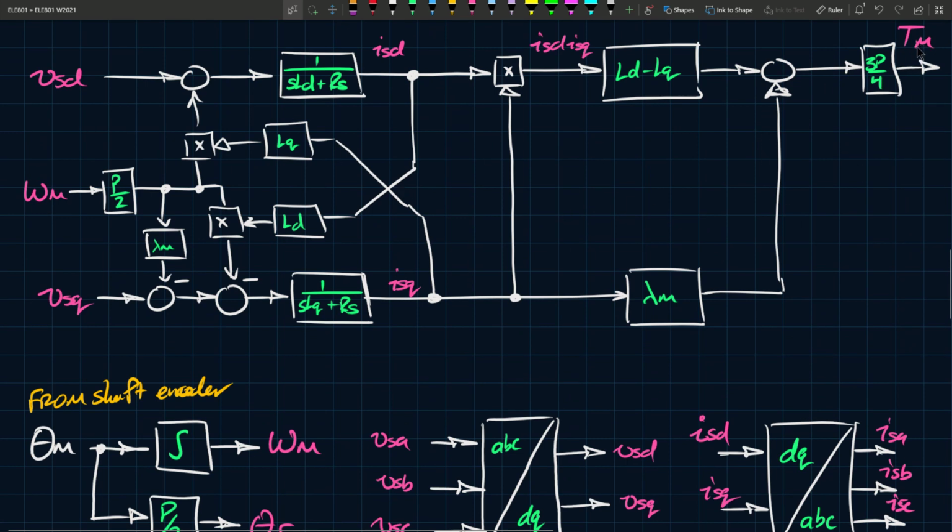Then the output here will be Tm, which you can send to your vehicle model, which will then be converted into a speed, which can then be fed all the way back into the system to compare, to find out where we are on the torque speed characteristic.